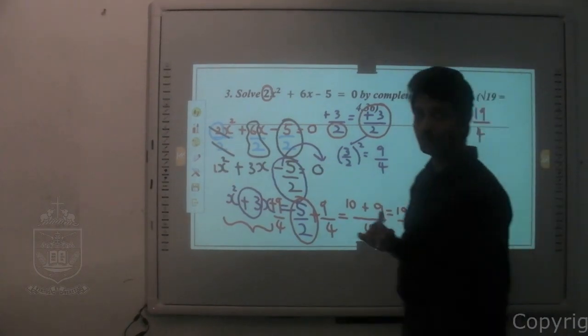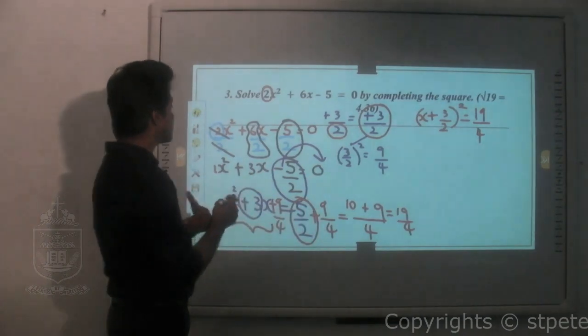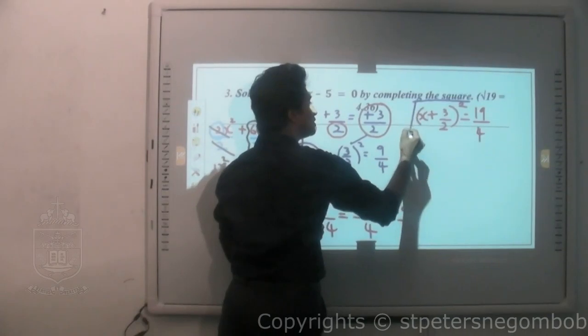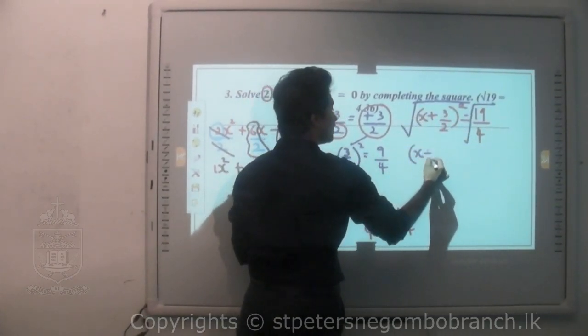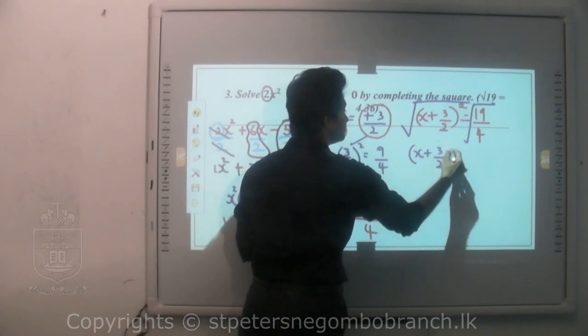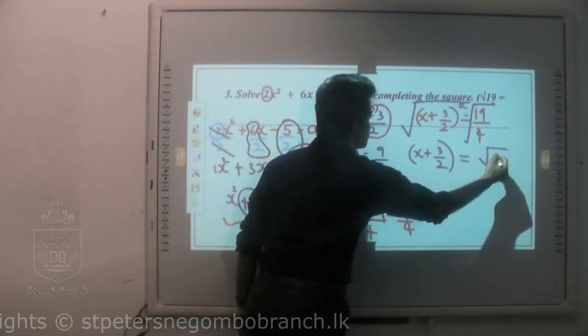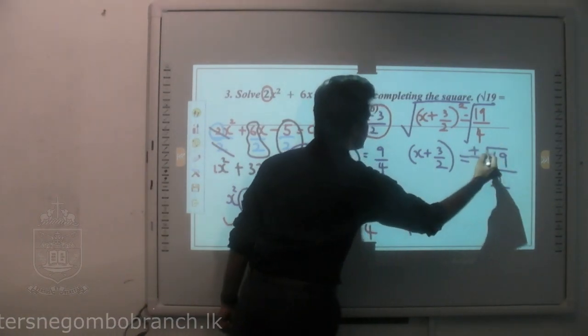19 over 4. Now what I am going to do is, just like the previous questions, I have to take the square root values. So I will take the square root value of both sides. Then this is fine. I will get x plus 3 over 2. Here I will get root 19. I don't know it, so I have to keep it inside the root. 4 I know it is 2, but don't forget plus or minus.